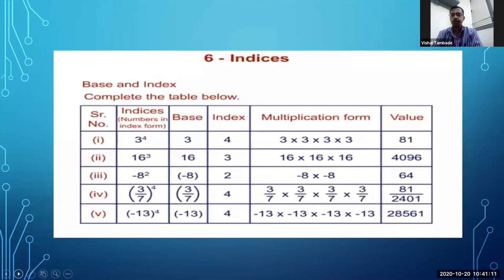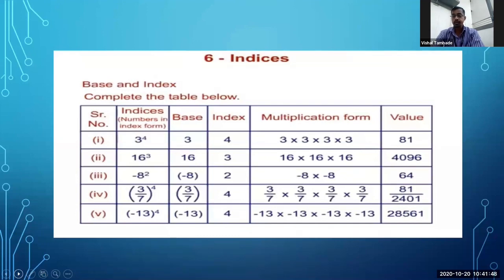Now next one, fourth one, 3 upon 7 whole fraction raised to the power 4. Here our base is 3 upon 7 and our index is 4. Then we recognize base and index. Firstly, what is the base? Base is 3 upon 7 and index is 4. The multiplication form of the number is 3 upon 7 multiplied by 3 upon 7 multiplied by 3 upon 7 and multiplied by 3 upon 7.